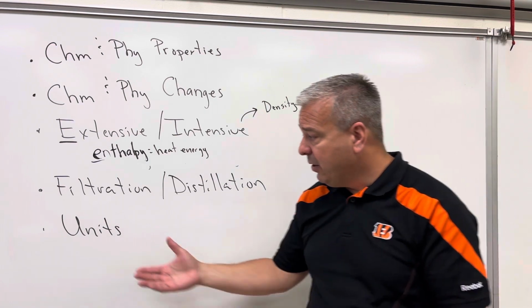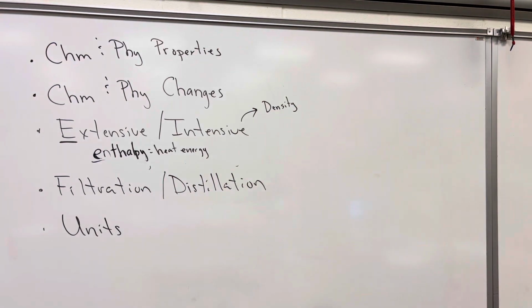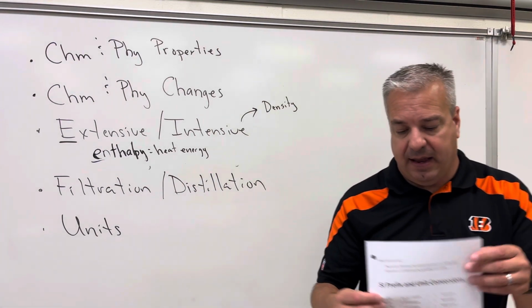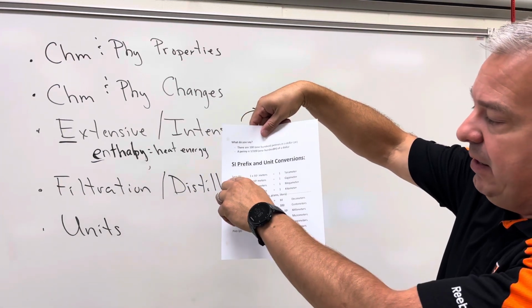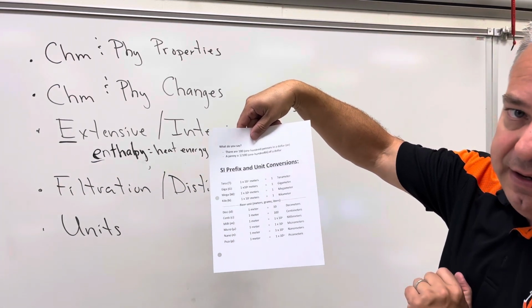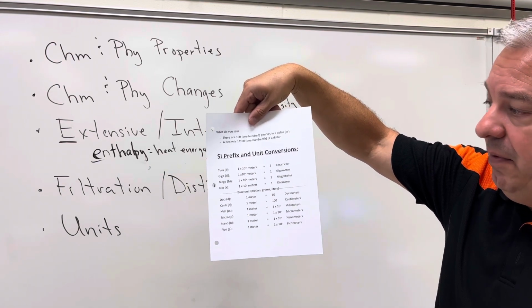And then lastly, we have units. We're gonna be doing a whole bunch of conversions, and the conversion factors that you have to memorize are from tera all the way down to pico. And you'll find this sheet in Google Classroom where you can print it out.